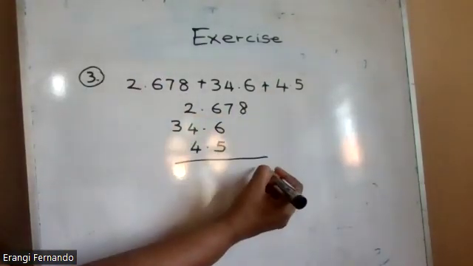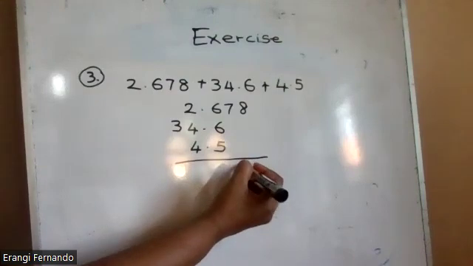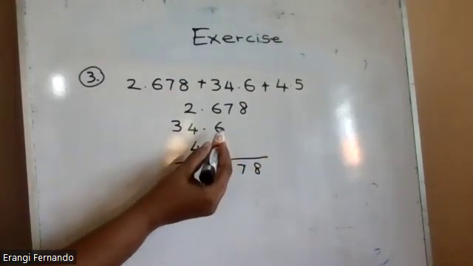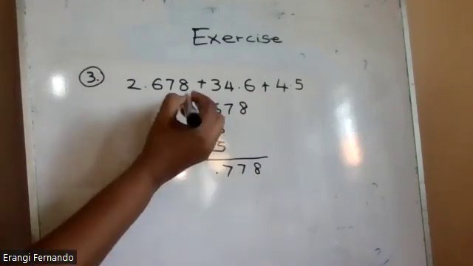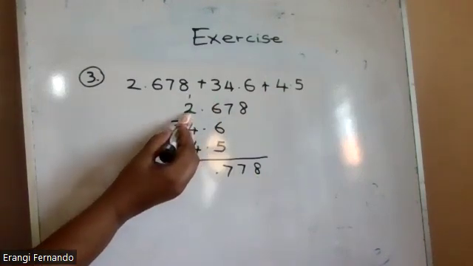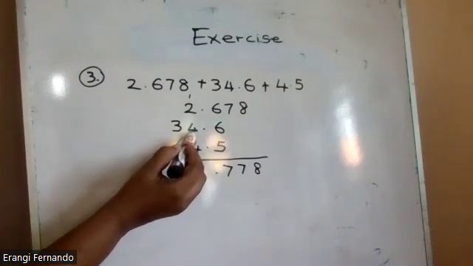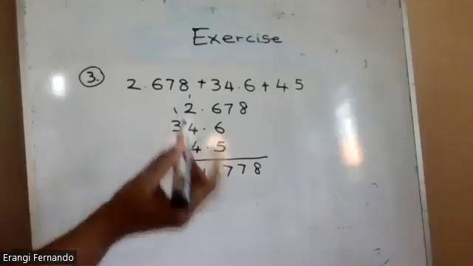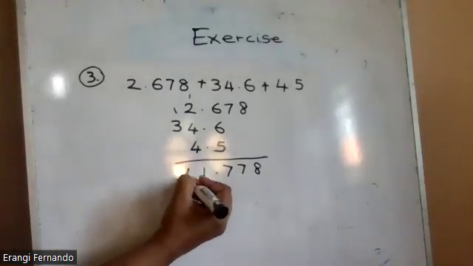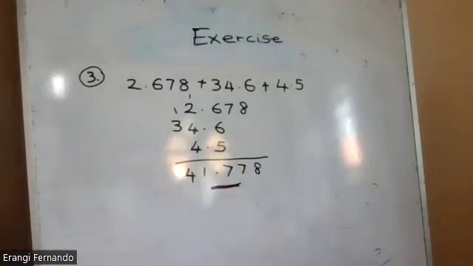Right. So 8, here 7, 6 plus 6, 12, 12 plus 5, 17, 1 remains, 1 plus 2, 3, 3 plus 4, 7, 7 plus 4, 11. 1 remains, 1 plus 3, 4. The answer is 41.778.